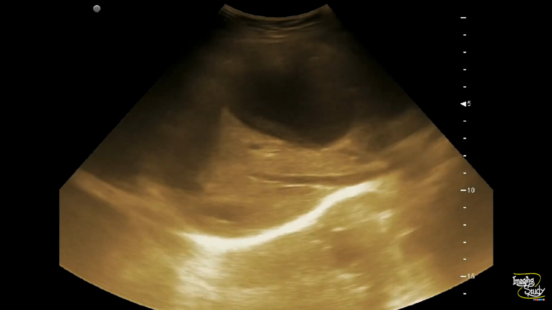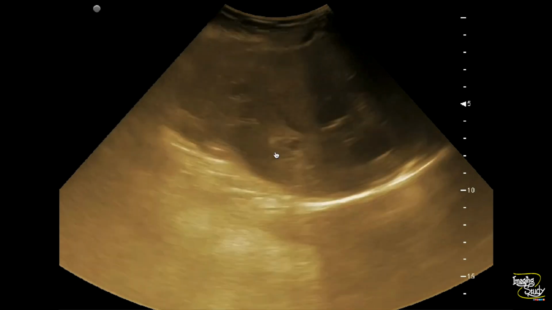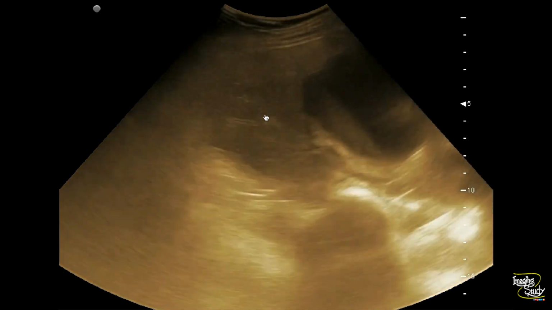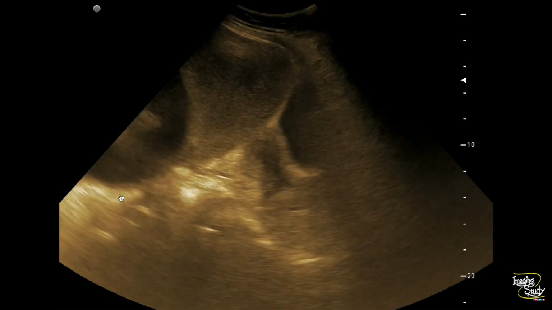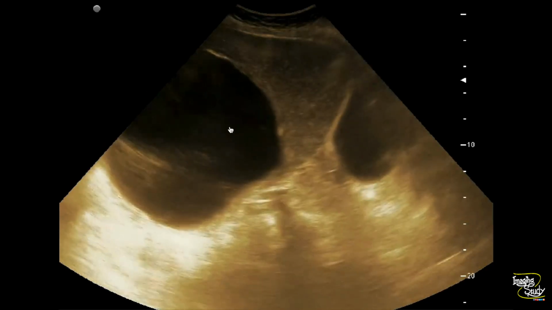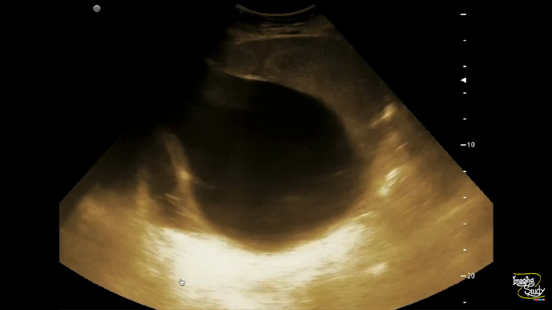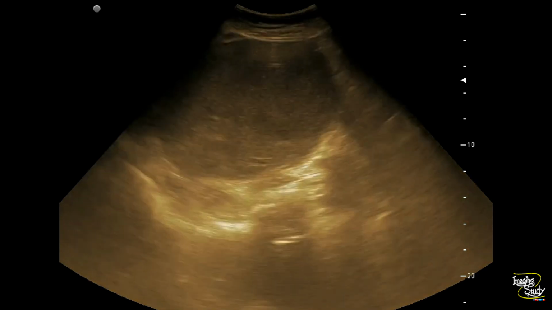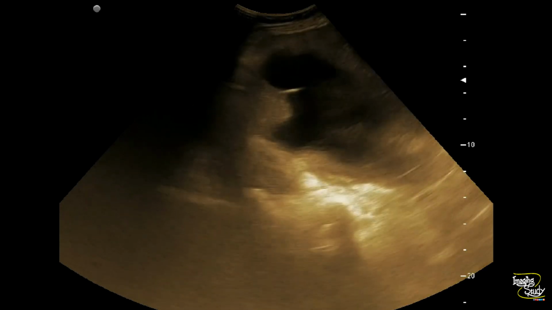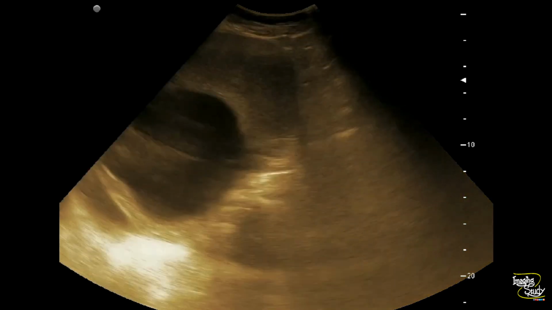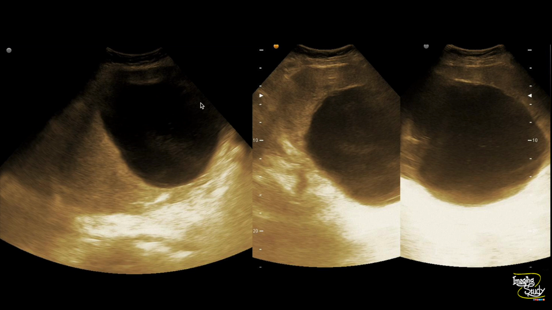Here is a picture of the liver. You can see multiple cystic lesions within the parenchyma. Cystic lesions are also present in the right kidney. This cystic lesion is the largest one with internal septation. You can see a huge posterior acoustic enhancement. Here's a picture of this cystic lesion. You can see huge size cystic area.